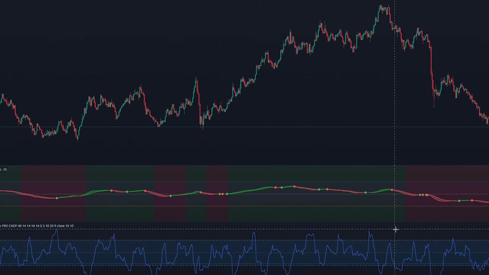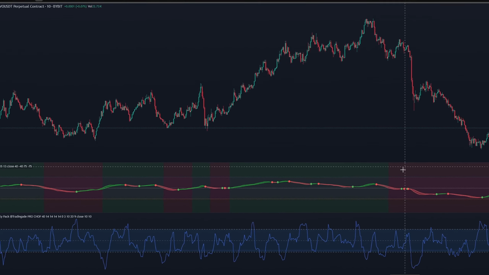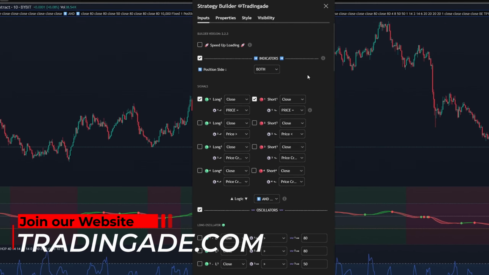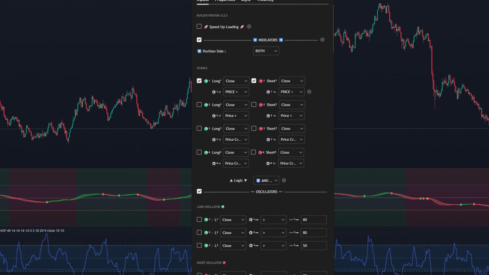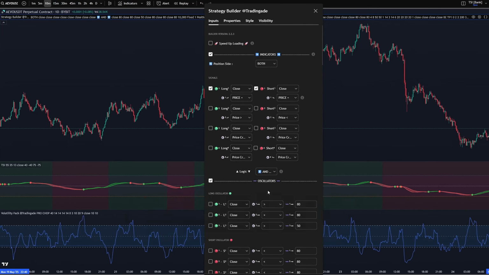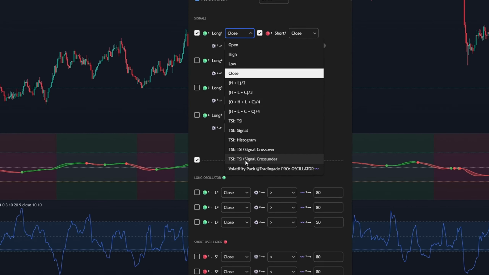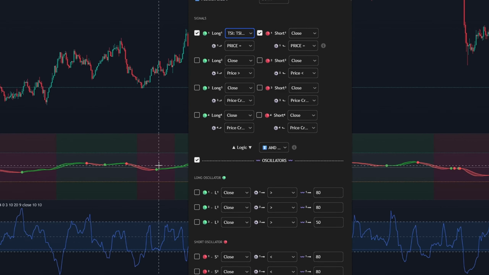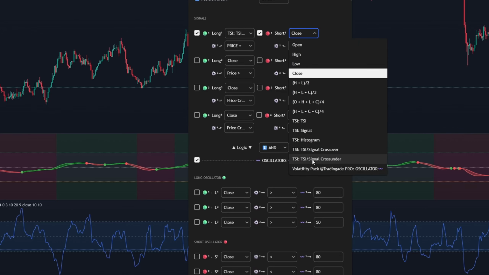We can switch from theory to practice by combining these two signals thanks to our strategy builder, which allows us to combine any indicator from TradingView and generate powerful trading strategies. The configuration is as easy as possible. From the long side, we're gonna just set TSI signal crossover, which is our buy signal, green circle, while for short, we're gonna set cross under from the TSI.